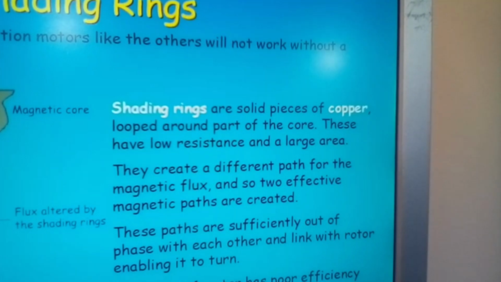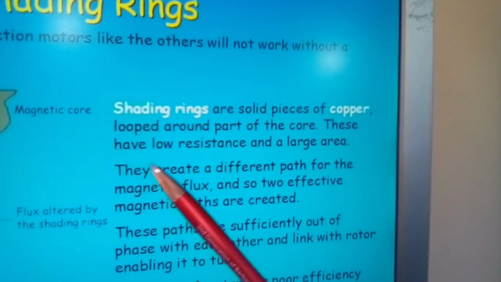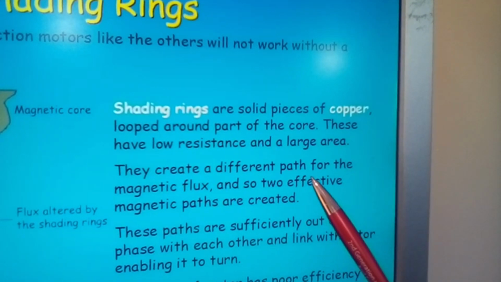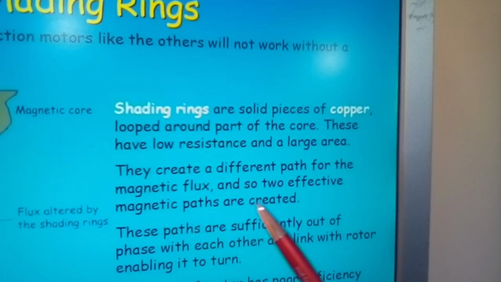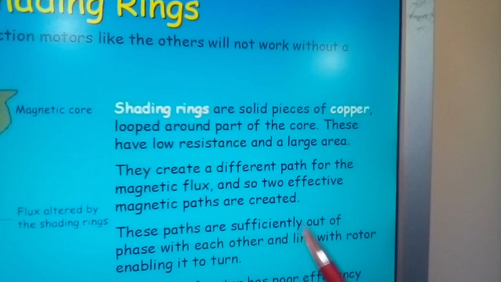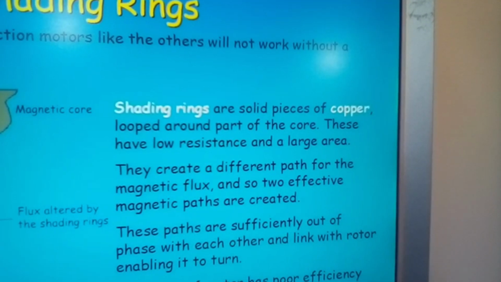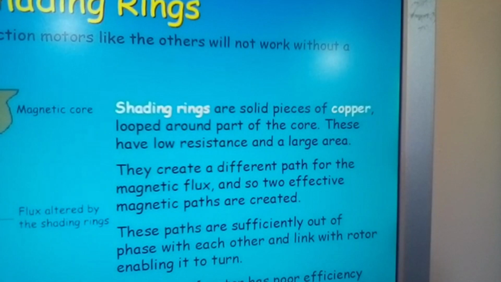Shading rings are solid pieces of copper looped around part of the core. These have low resistance and a large area. They create a different path for the magnetic flux, and so two effective magnetic paths are created. These paths are sufficiently out of phase with each other and link with a rotor, enabling it to turn. This type of motor has poor efficiency and a low power factor. However, it is also very quiet. They are often used as fans for cooling power supplies.